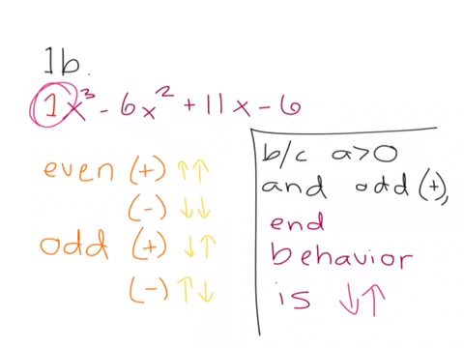Now, what do we know about the number 1? We know that it's odd and we know that it's positive. So if we go to this little chart, which you need to know to know end behaviors of a graph of a polynomial function, looking at this graph, we know that it's an odd number, so we're going to go down to odd, and then we're going to go to positive. And then we see that the end behavior goes down and then up.